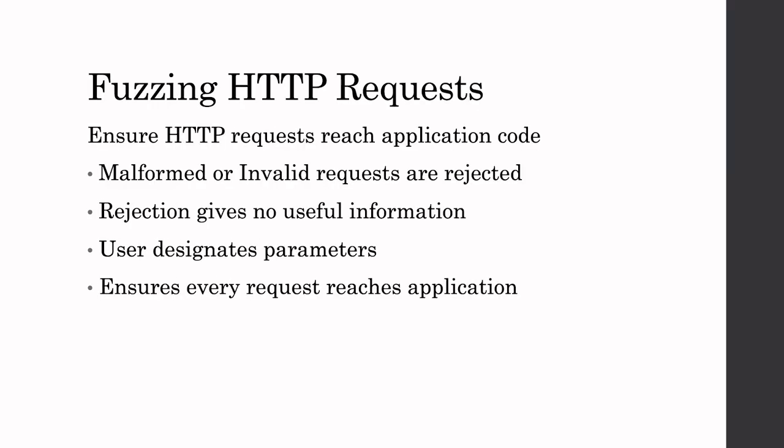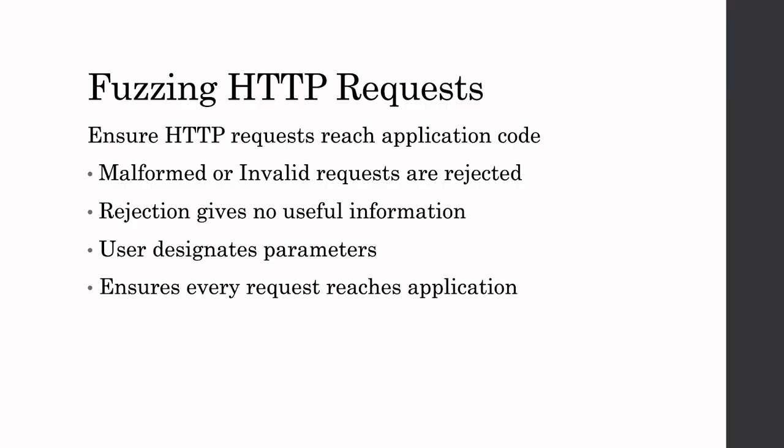So going back to the first challenge faced, fuzzing HTTP requests, the fuzzer needs to actually ensure that all of the HTTP requests are actually valid, because if they're not valid, they get rejected. If they're malformed or invalid, just rejected. Doesn't reach the application code, it's just rejected, and it gives us absolutely nothing useful about the actual program. The response times aren't correct because since it was rejected, it's not really going into the code that far.